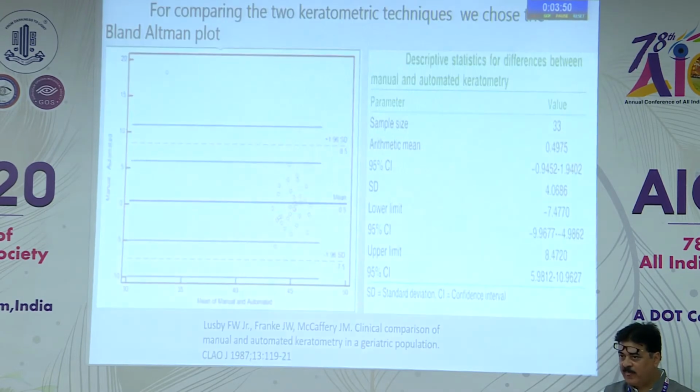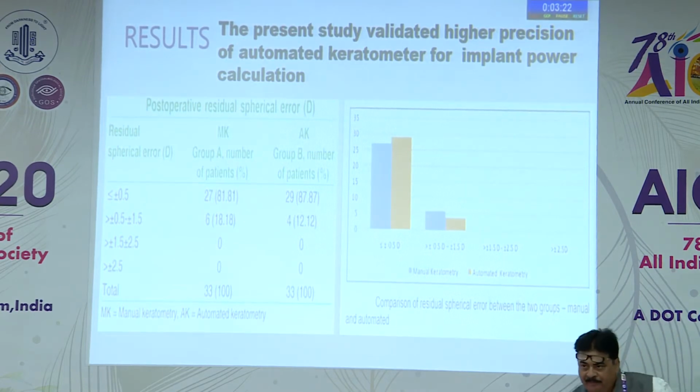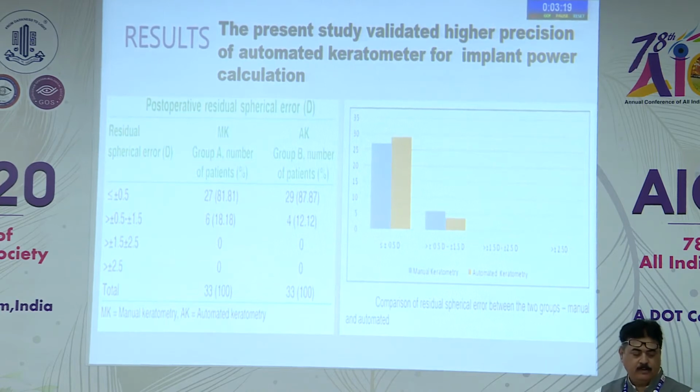For comparing the keratometric techniques, we chose the Bland-Altman plot, which is the difference plot, and it showed that the keratometric readings were comparable. The present study validated higher precision of automated keratometer for implant power calculation. When we considered the stratifications, we found that for an error less than or equal to plus minus 0.5 diopters, 81.81% people achieved this low error in the manual group, whereas in 87.87% people, which is much higher than 81.81%, they achieved a lower error.